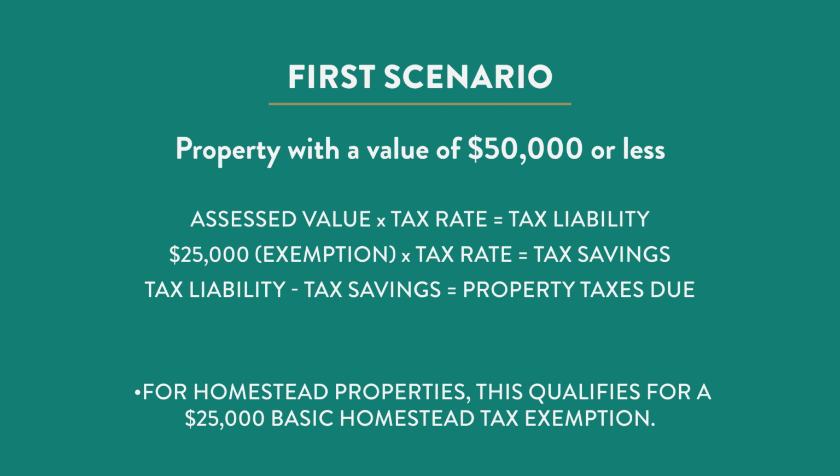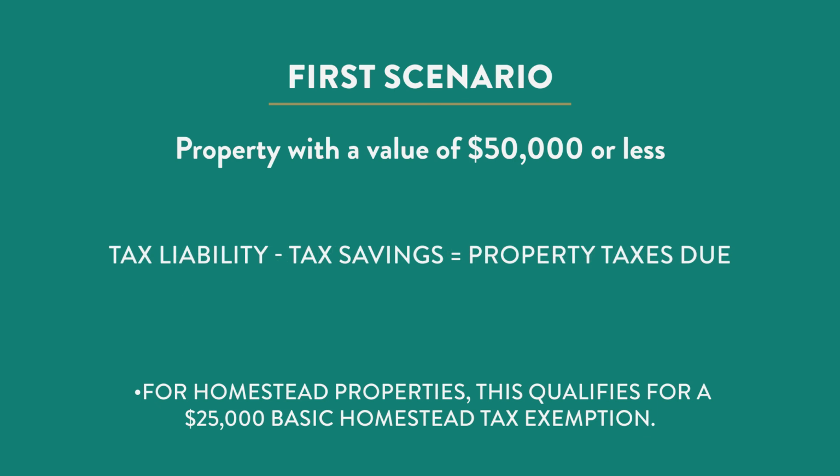So we've got our tax liability, which is the total tax, minus the tax savings, and that will equal the property taxes that are due. This means that you subtract the tax savings calculated from the exemption from the total tax liability to get the amount of property taxes due.